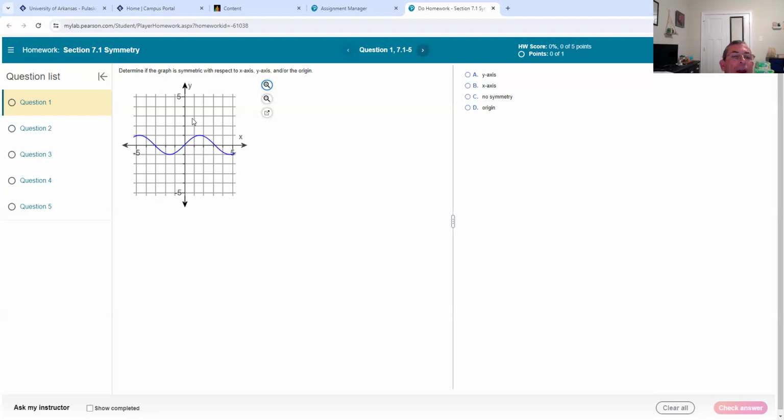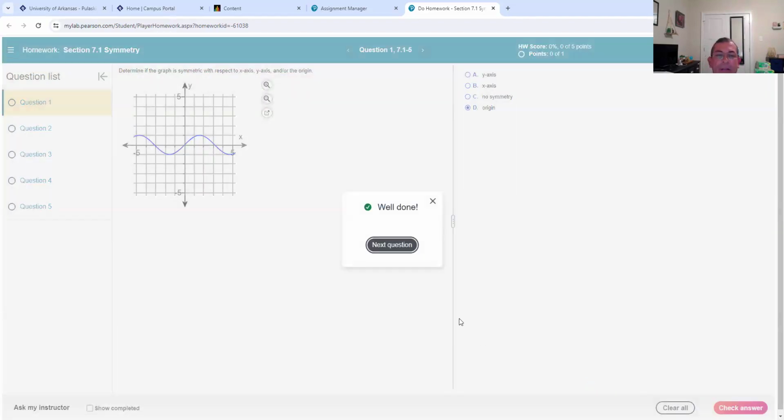But y'all look at this. If I took this graph and turned this upside down 180 degrees, this right side would move to the bottom, and then the bottom side on the left would move up to the top on the right. It would give me the same exact picture if I turn that upside down, left to right. So this one is symmetric to the origin. And we would check our answer.